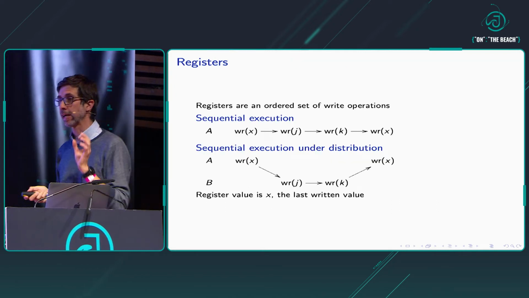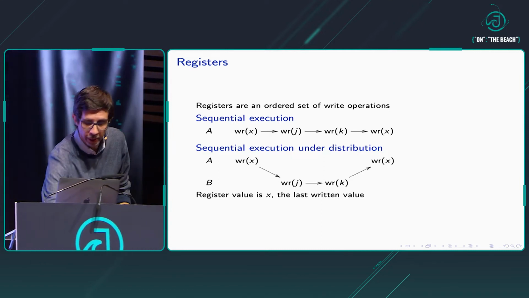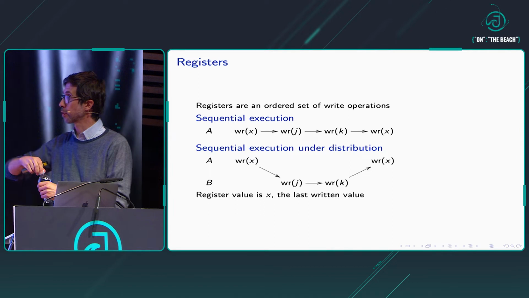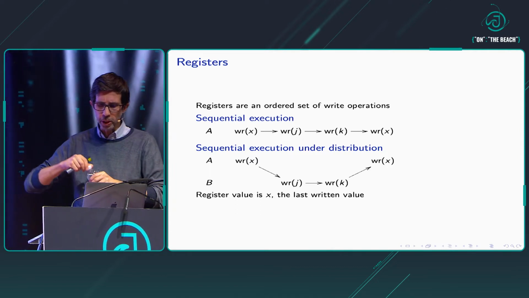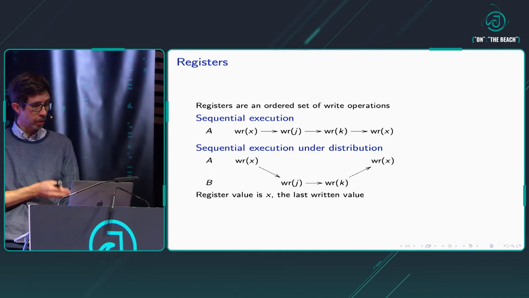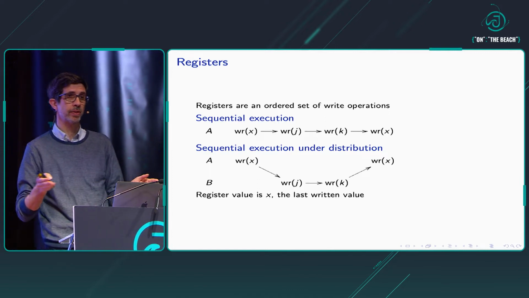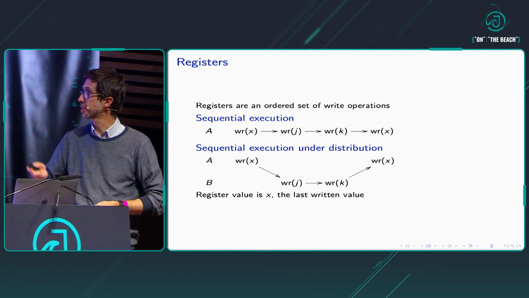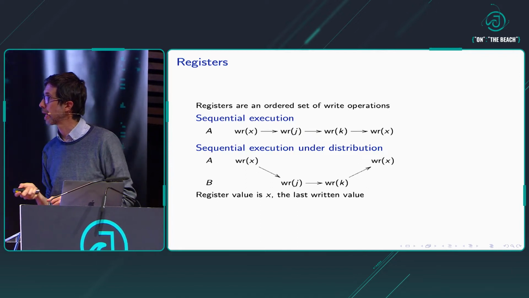Now let's look at another data type. So I looked at the counters. Now let's look at a register. So what is a register? You can look at it as a sequence of write operations. And if you have all the write operations in a total order, it's very easy. So the value of the register is just the last write operation that you have over there. In this case, it's the X.